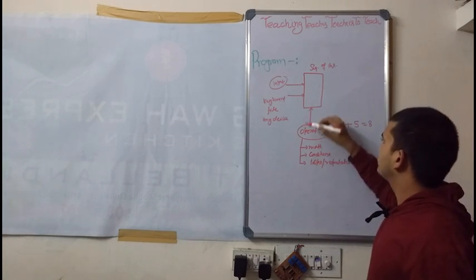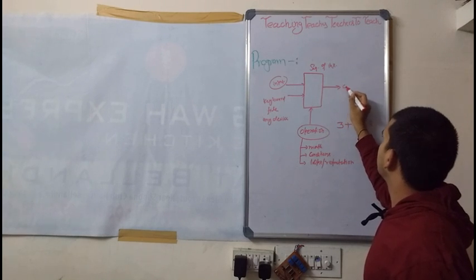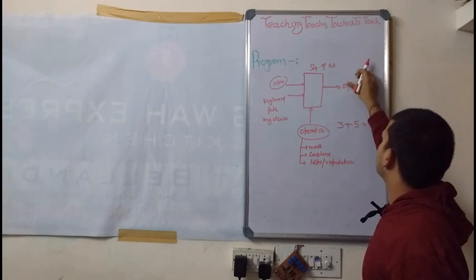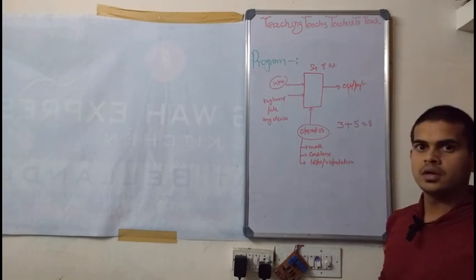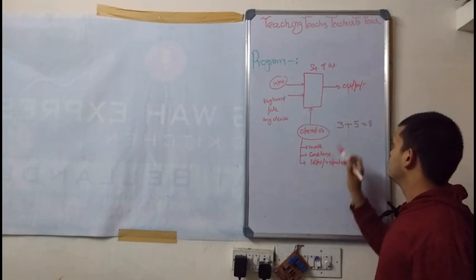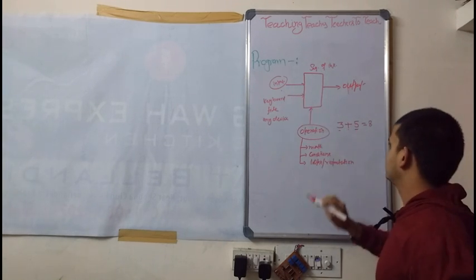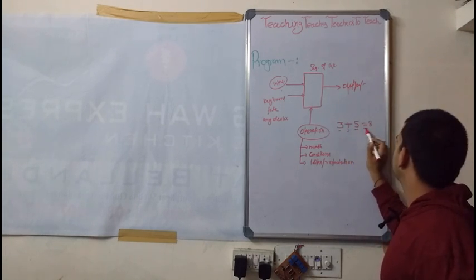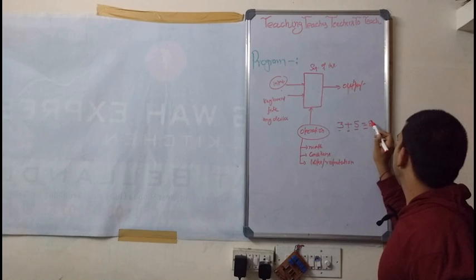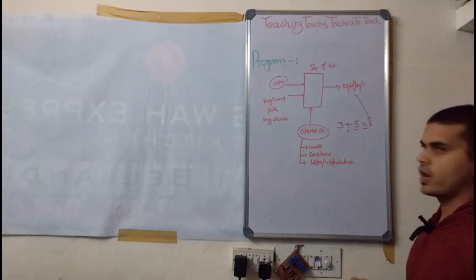Then after performing the operation on the input, output will be given by the program. So in this example 3 and 5 are the input, plus is the operation, and equals is also an operation. And 8 is the output. So that is the program.